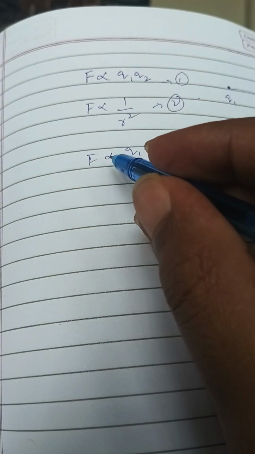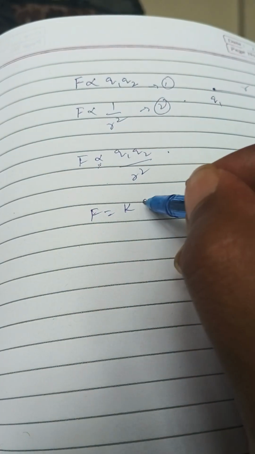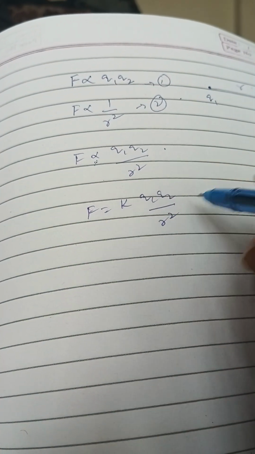So this is Q1, Q2, and this is the distance R between them. This force is inversely proportional to the square of the distance between them. Combining both, it is Q1 Q2 upon R square, and to change this proportionality into equality, we add a constant K: F equals K Q1 Q2 upon R square.